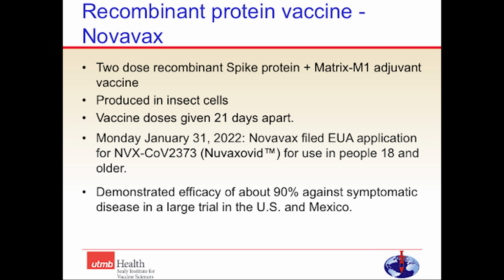The Novavax EUA was submitted back in January of 22 and was approved in June. You'll see in the next couple of slides. And the efficacy against Wuhan type virus in 2020 was around about 90% in a clinical trial involving about 10,000.